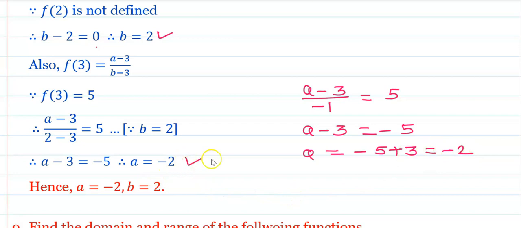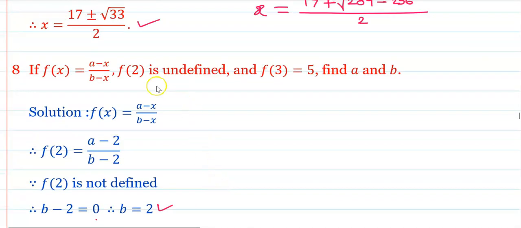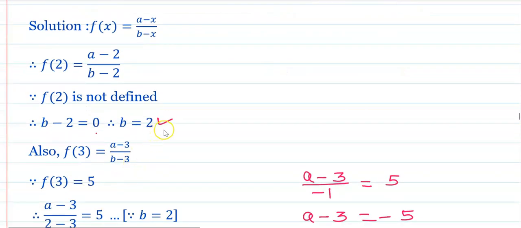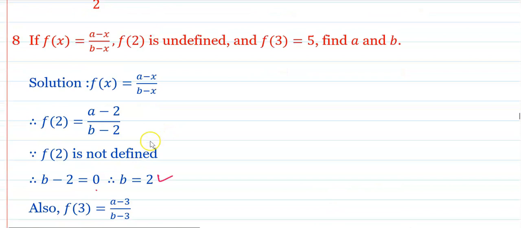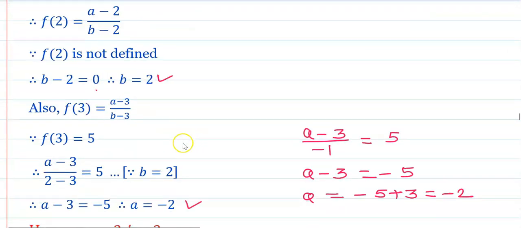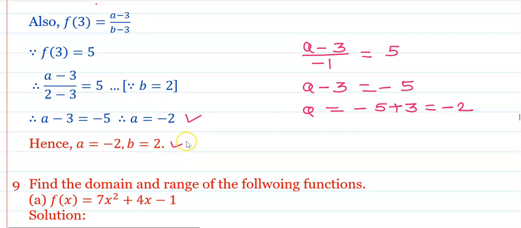a is equal to minus 2 and the value of b is equal to 2 in this example. Here important: f of 2 is undefined, meaning its denominator is 0. If we put the value of x as 2 here, b minus 2 is 0, then we will get the value of b here. And if we substitute x is equal to 3, then a minus 3 upon b minus 3 and its value is 5. We will simplify, and then here you will get a is minus 2.